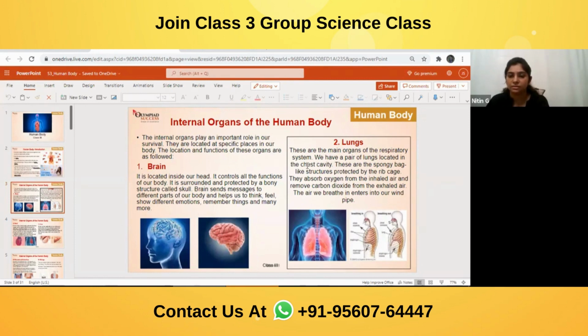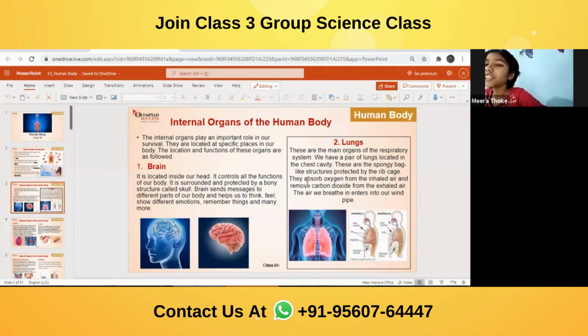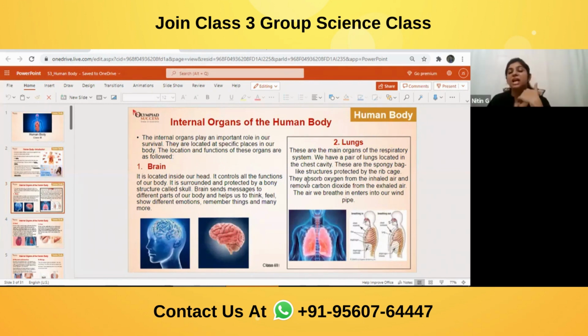Lungs. These are the main organs of the respiratory system. We have a pair of lungs. The respiratory system is a system which helps us to breathe. There is a pair of lungs in the chest cavity, there in the center. Here we have a pair of lungs, which helps us to breathe, meaning take in oxygen and give out carbon dioxide. Yes, read it.